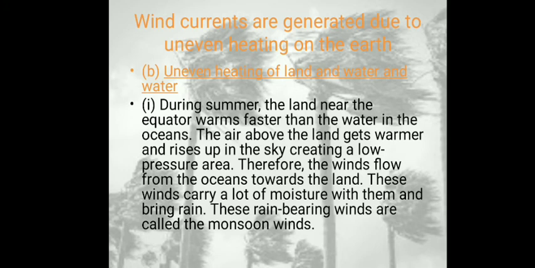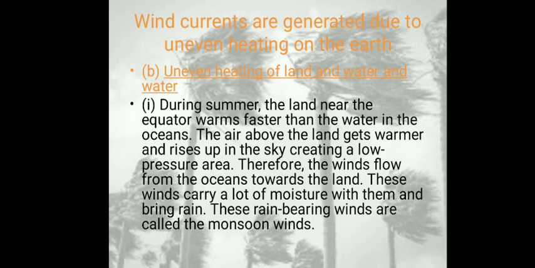So during summer, you have already studied this in convection wind currents, that the land heats up quickly and cools down quickly also, and water takes time to heat up as well as to cool down. So during summer the land near the equator warms faster than the water in the oceans. The air above the land gets warmer and rises up, creating a low pressure area. Therefore, the winds from the ocean will blow towards the land.